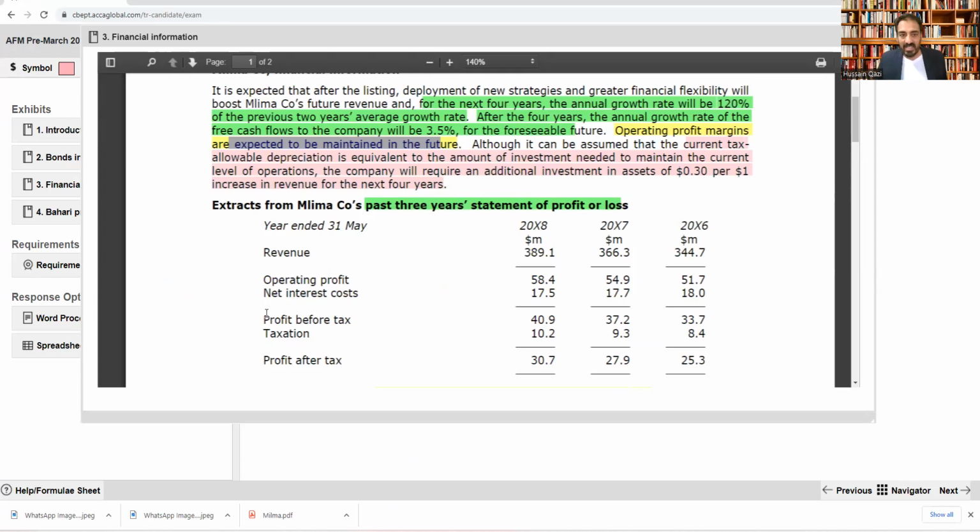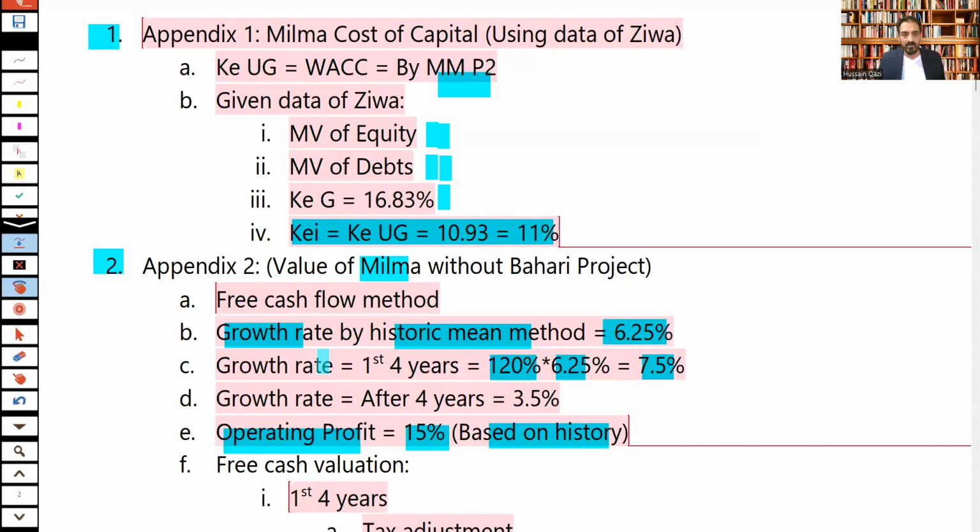Sir, can we do that with the geometric mean method? No need, because here it is mentioned that operating profit is expected to be maintained in future. You just calculate all 3 years individually and then divide by 3.